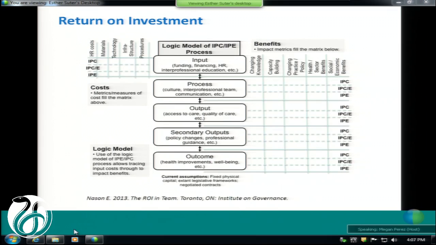And I think it has some interesting components that highlights a number of challenges. On the left-hand side, you see the inputs. So what is actually going into the interprofessional intervention in terms of labor costs, human resources, materials, technology, infrastructure, and processes. A number of years ago, we did a knowledge synthesis looking at interprofessional interventions and HHR outcomes. And there were only about 2 or 3 of the studies that we found that actually tried to capture the cost associated with those interventions.